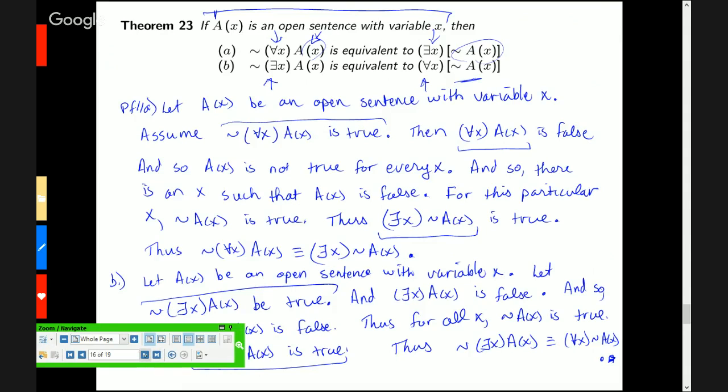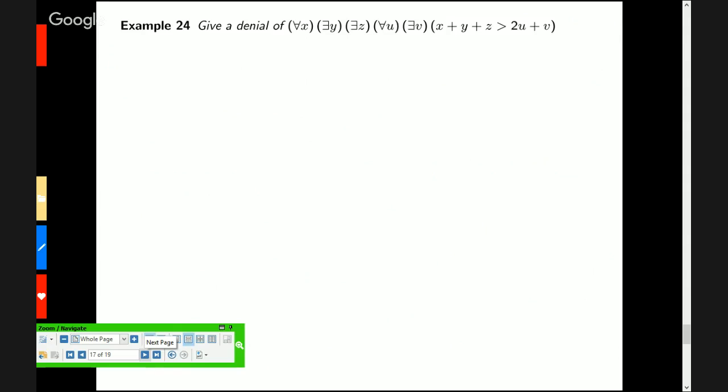So let's do examples. Give a denial of, this is horribly long, for all X, there exists a Y, there exists a Z, for all U, there exists a V, and a whole bunch of stuff. So I'll write it out. For all X, there exists a Y, there exists a Z, for all U, there exists a V. They're just trying to make it long and complicated.